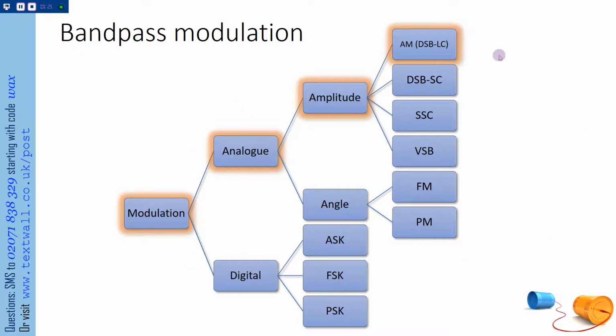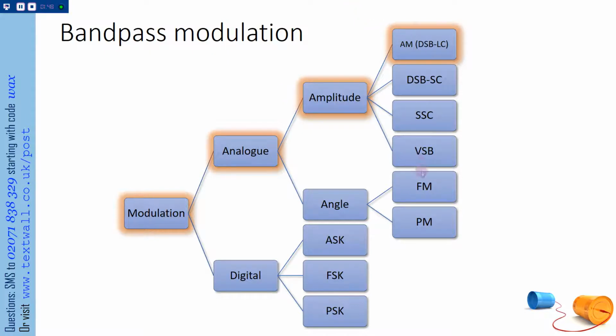So this is the tree diagram, the schematic, the array of different bandpass modulation schemes that we'll be looking at this semester. That's not all the modulation schemes, but these are the main categories. Analog and digital. Today we'll be talking about a type of analog modulation called amplitude modulation.